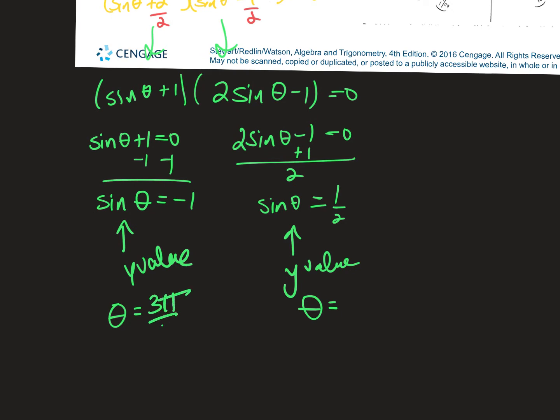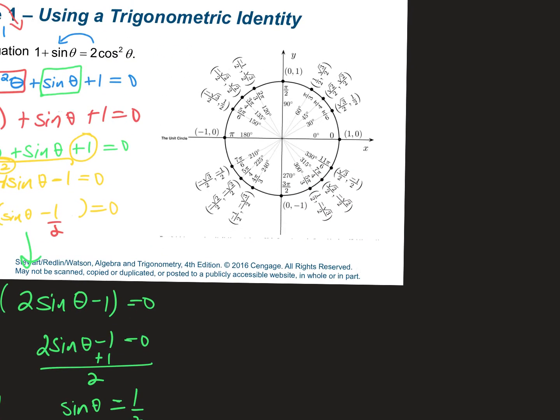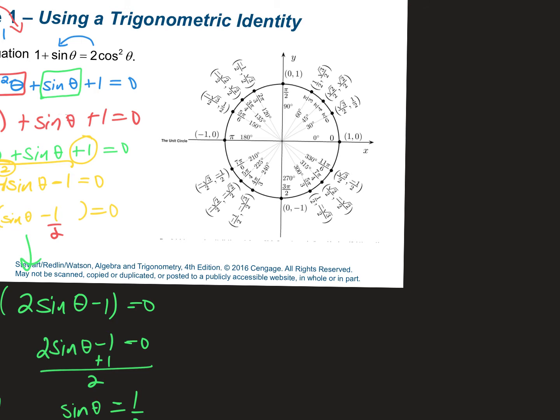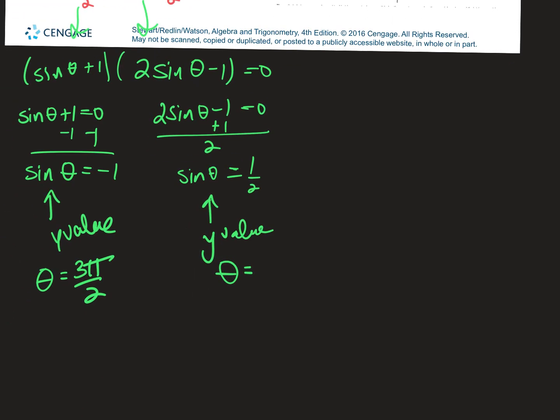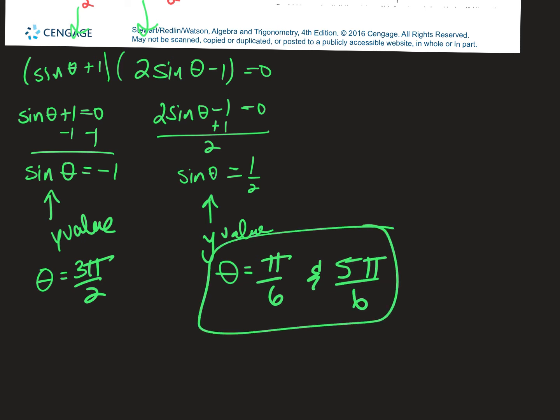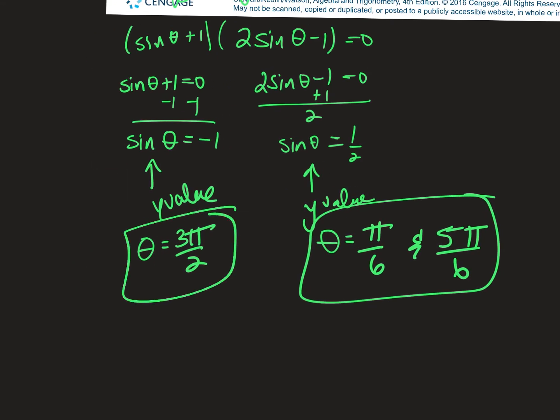3 pi over 2. And then where are the y values positive 1/2? Pi over 6 and? Perfect, 5 pi over 6. Now notice, guys, on both of these, and Sarah pointed this out yesterday, I always use the letter x, but it really says theta equals. Everybody with me?